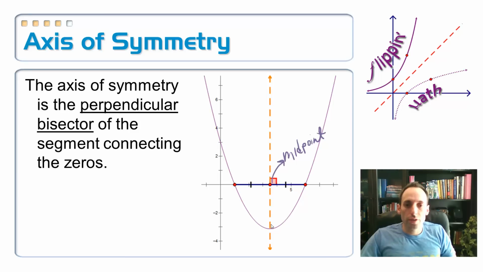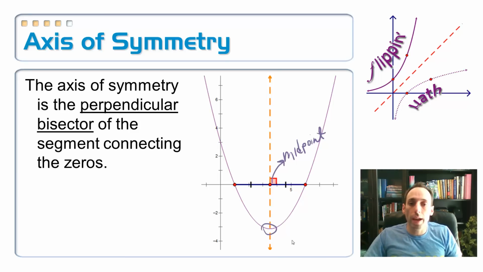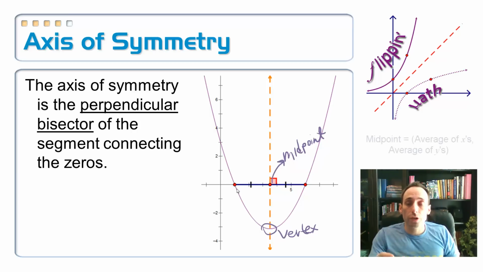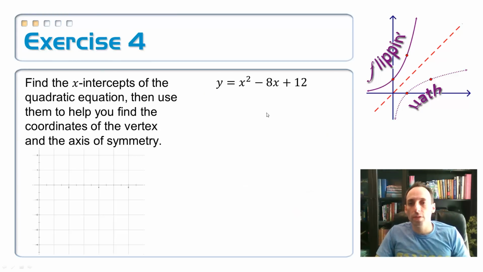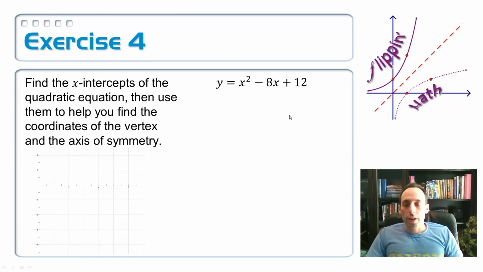And it shares the same x coordinate as the vertex. So if we could find the two x-intercepts for our graph, and then take the average of them, whatever x value we get is the same x value for the vertex. As a matter of fact, that's the technique that we're going to use to come up with that vertex point. So let's do this as an example. Find the x-intercepts of this graph, and then use them to find the coordinates of the vertex and the axis of symmetry.